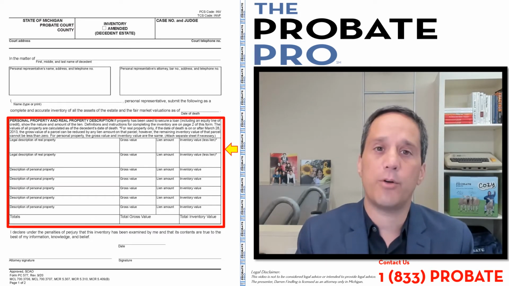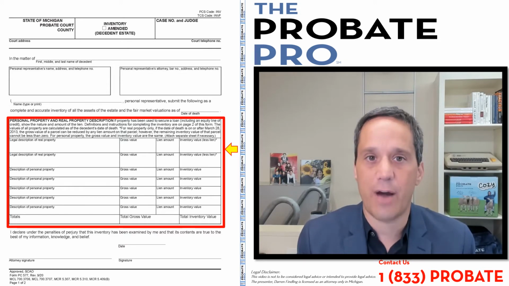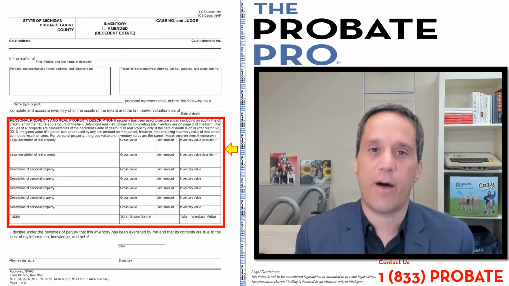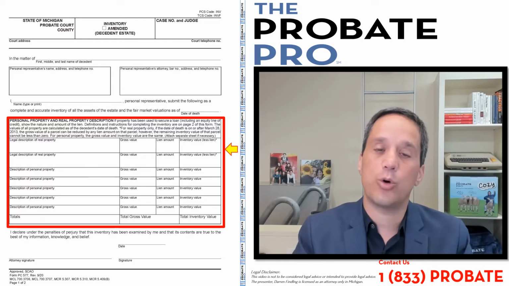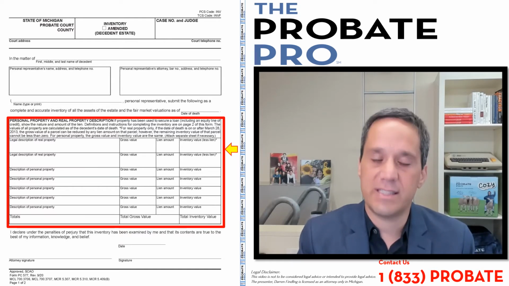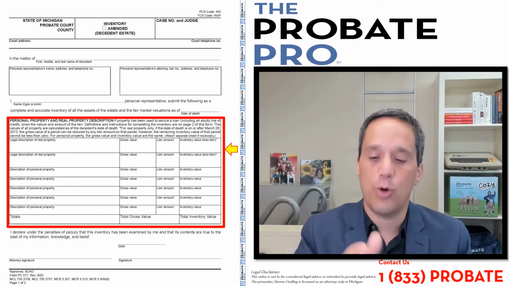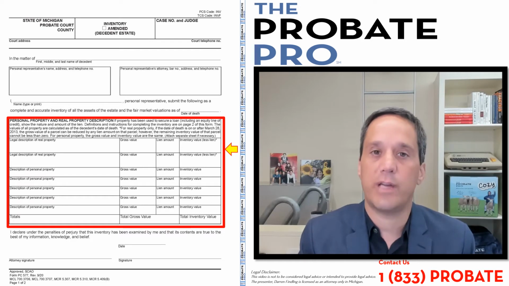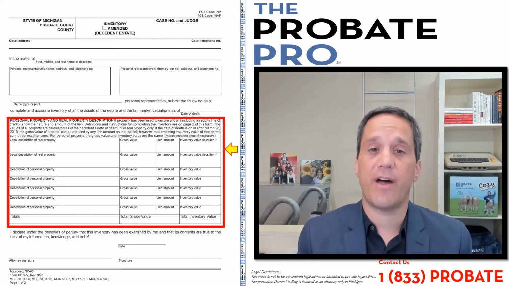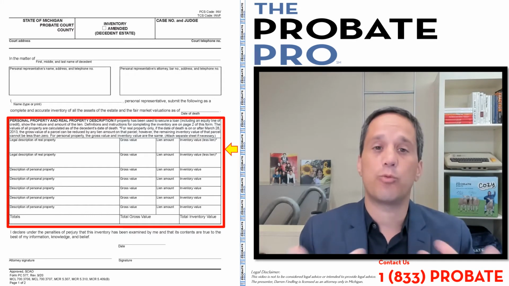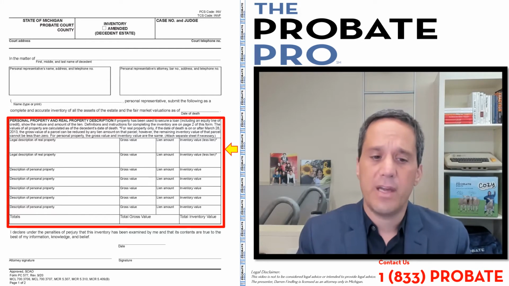So the gross value, the court will accept 2 times the state equalized value. That's not the only way to value real estate, but the court will accept it. So the way you get that is you go to the year in which the decedent died, and you look at the property tax bill, take the state equalized value, multiply that by 2, and you get a gross value. Now, if there's been an appraisal, then an appraised value would be appropriate. If the house has been recently sold within a short period of time, you can use that as the gross value.